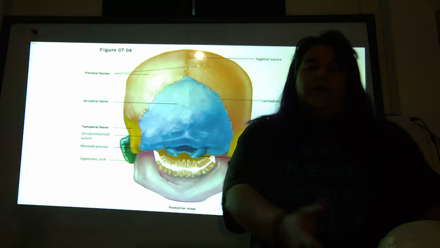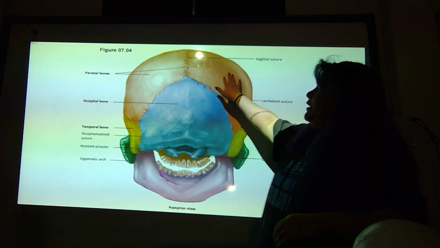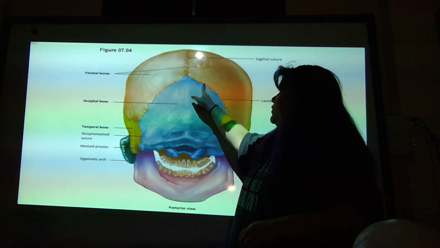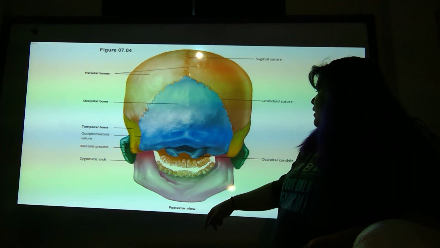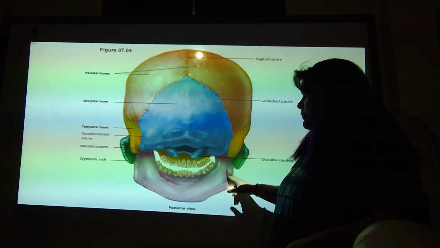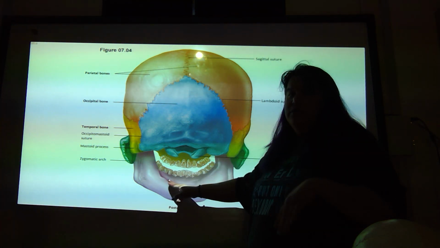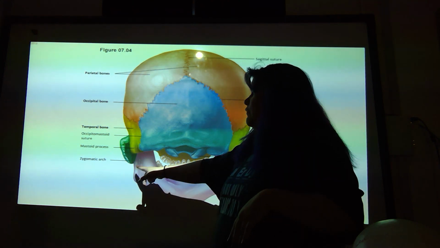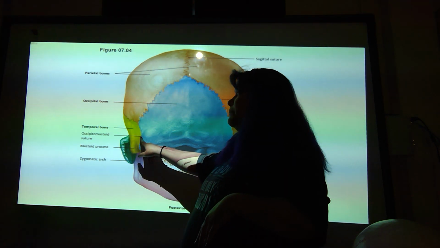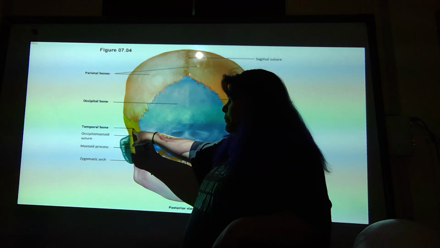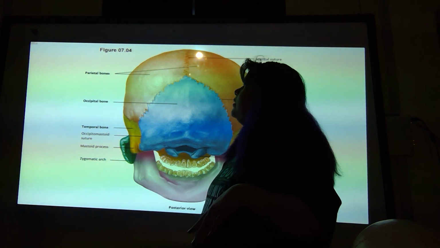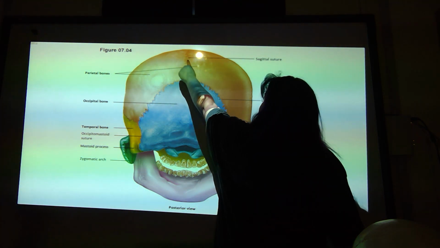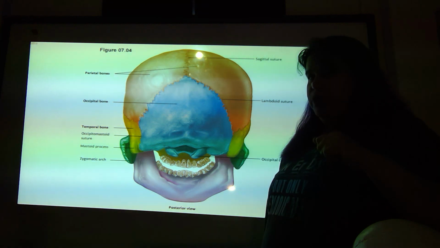All right, so back of the skull. Parietal bones. Here's that lambdoid suture that I told you about. Temporal bone. What is that? The mandible, right? You've got the mastoid process. You've got the Occipitomastoid Suture. You've got the temporal bone, the zygomatic arch. None of this is new, but this is the sagittal suture.